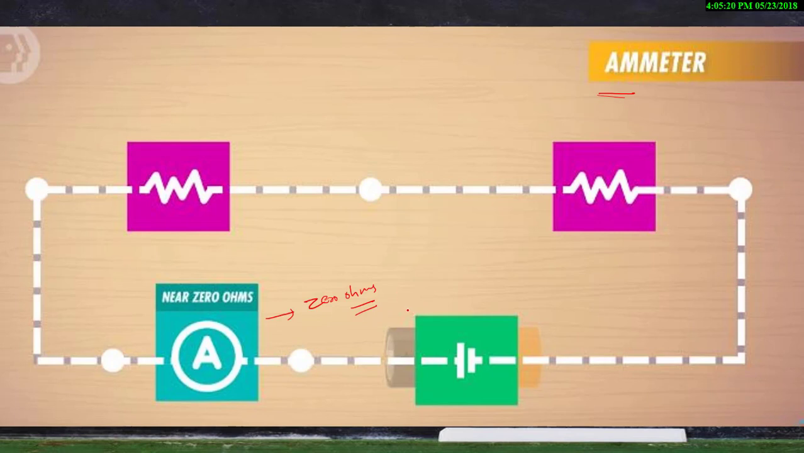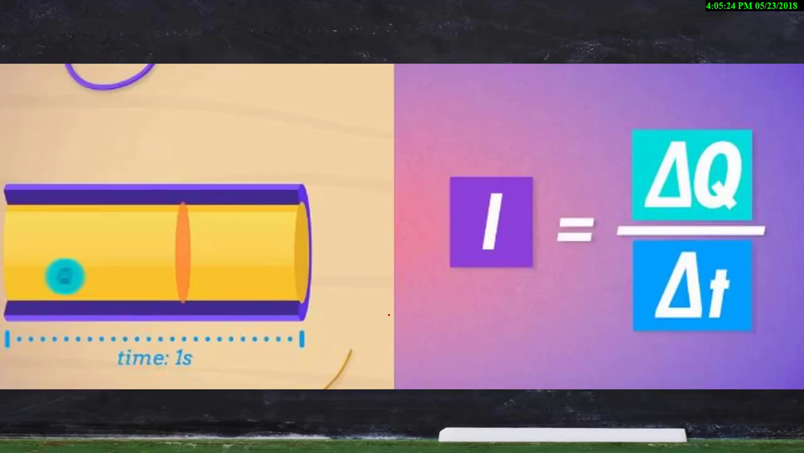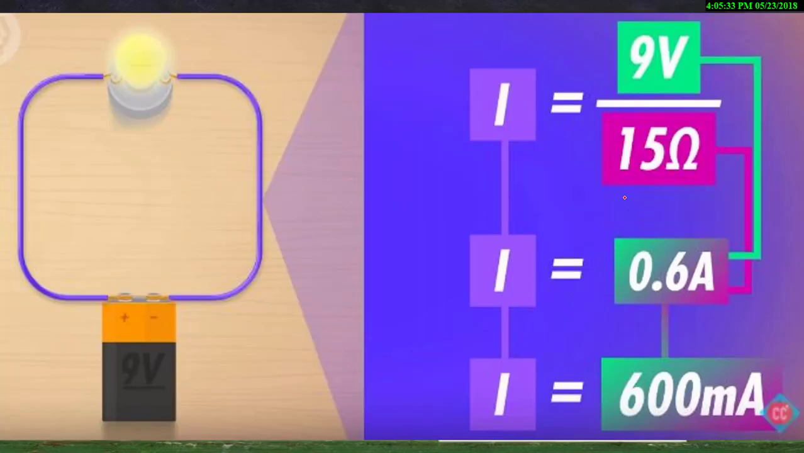It will measure the current passing in a circuit. Now I is given simply by Q by T, the amount of charge flowing in a given time. For small charges, it is given by I is equal to delta Q by delta T.